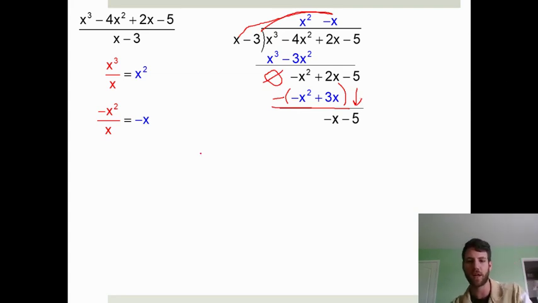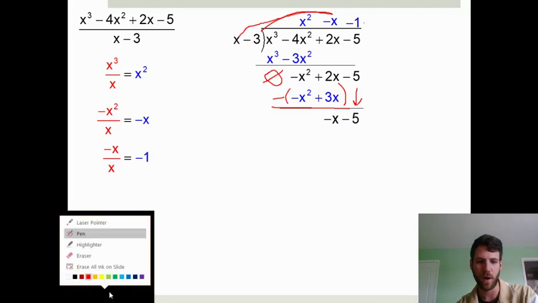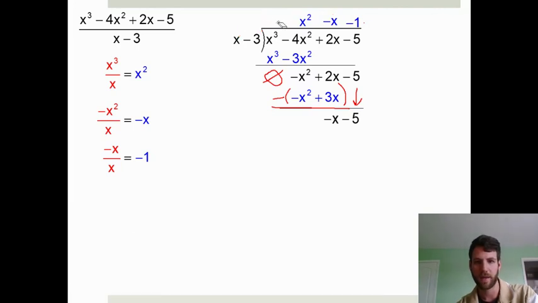And we have one more cycle of this problem left. We have negative x divided by x, and that equals negative 1. This negative x divided by this x, and we are dividing them and getting negative 1 up there at the top. And then negative 1 is what we're going to multiply by to get the answer underneath. So let's put that underneath there. So we have negative 1 times both of these, and then that answer gets put underneath.